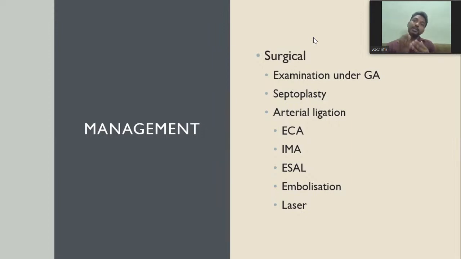Go find the middle turbinate, and posterior to the middle turbinate, you find the sphenopalatine artery and you ligate it there. Or you can do an embolization. You can give the contrast to see where the bleeding is, and embolization is usually done by the interventional radiologist. Okay, and if you have the luxury of laser, then you can even use laser for cauterization, or to cut any mass or lesion which is bleeding.